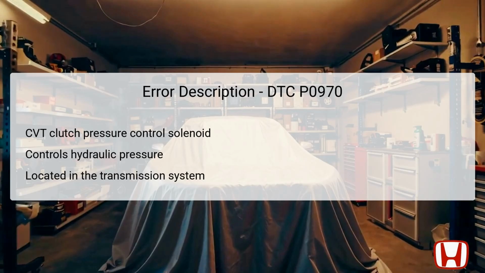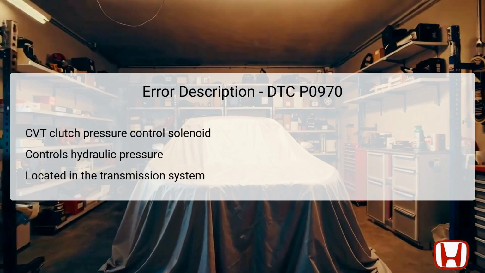The Pressure Control Solenoid C is a critical component located within the transmission system of the Honda Civic. This solenoid is responsible for regulating the hydraulic pressure applied to both the forward clutch and reverse brake within the continuously variable transmission, CVT. The TCM sends electrical signals to the solenoid, directing it on how much pressure to apply based on the vehicle's needs.